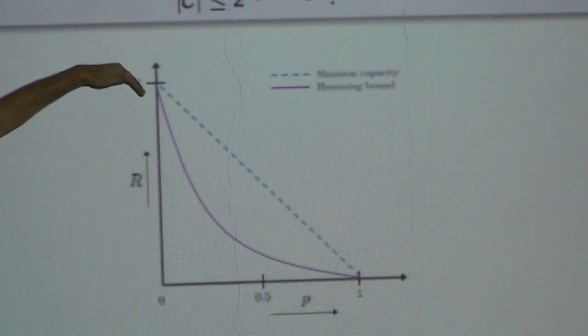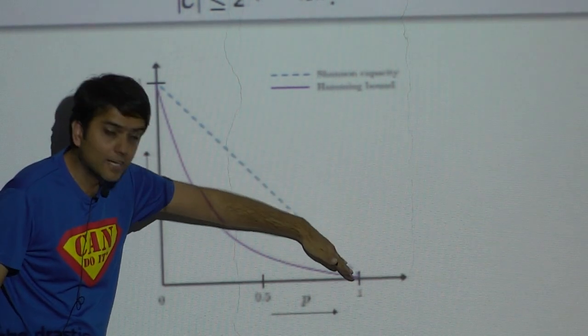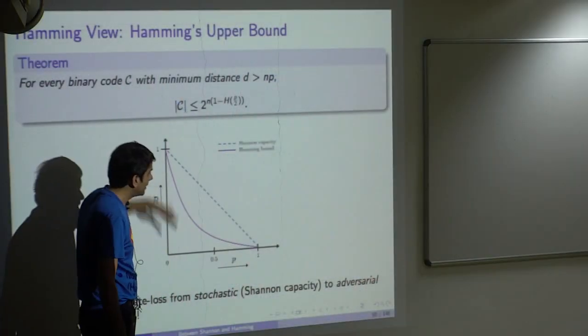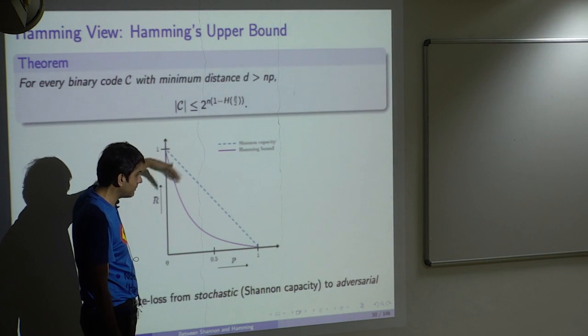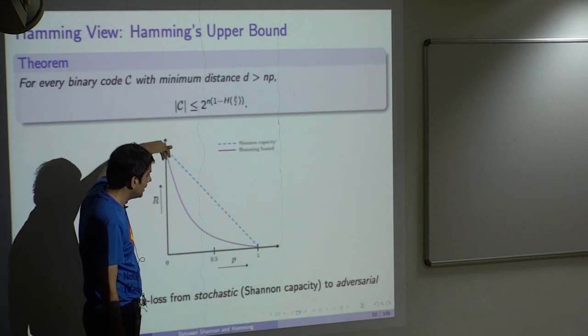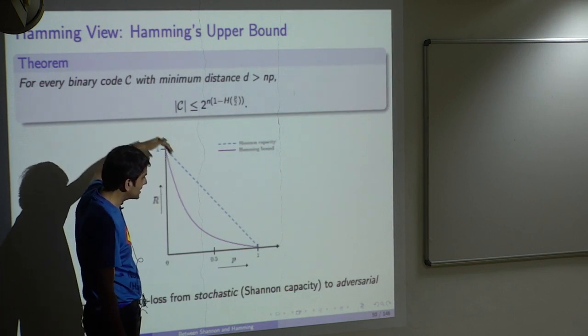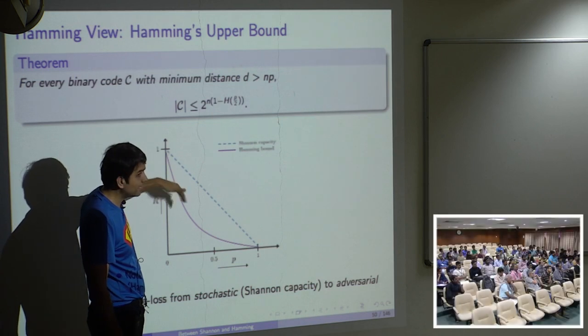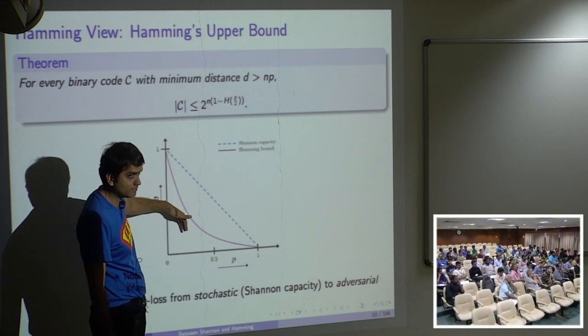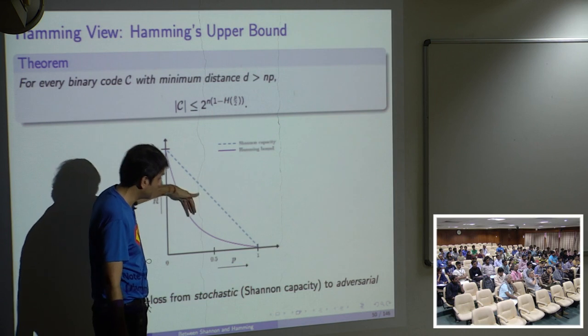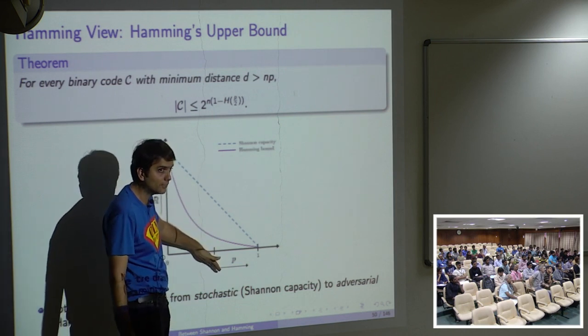Remember, the capacity of the binary erasure channel was 1 minus p. It will turn out that even the simple Hamming bound, which we'll prove in the next slide or two, will show that the capacity for the adversarial binary erasure channel cannot be 1 minus p. It has to be substantially less than it, like this. In fact, we'll prove something even tighter than this shortly afterwards.